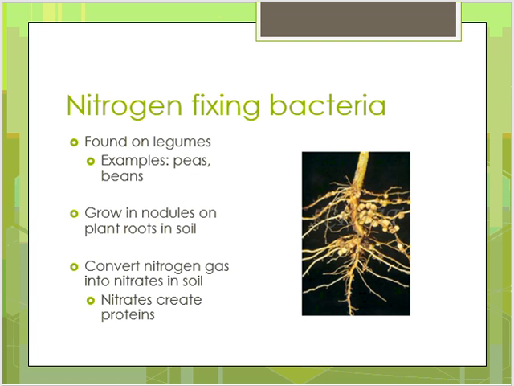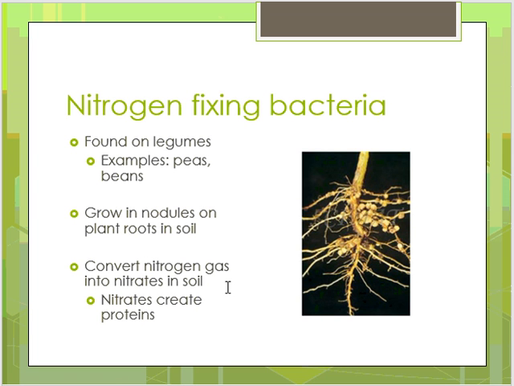The first type of bacteria we have is nitrogen-fixing bacteria, which is found on legumes. Legumes, for example, like peas, beans, peanuts, chickpeas. They're grown in nodules on plant roots in the soil, which are these things here. Just little containers, essentially. And these convert nitrogen gas into nitrates, and then we know that the nitrates create proteins.